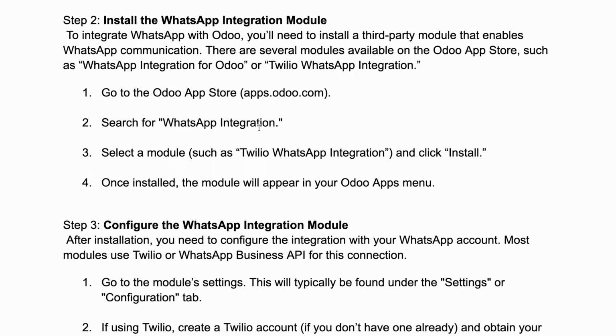Then install the WhatsApp integration module. To integrate WhatsApp with Odoo, you'll need to install a third-party module that enables WhatsApp communication. There are several modules available on the Odoo App Store, such as WhatsApp integration for Odoo or Twilio WhatsApp integration. So go to the Odoo App Store, search for WhatsApp integration, select a module and click install. Once installed, the module will appear in your Odoo apps.